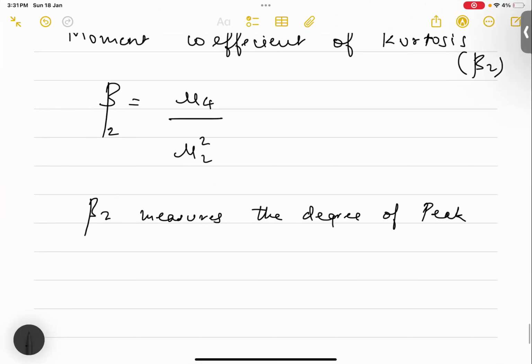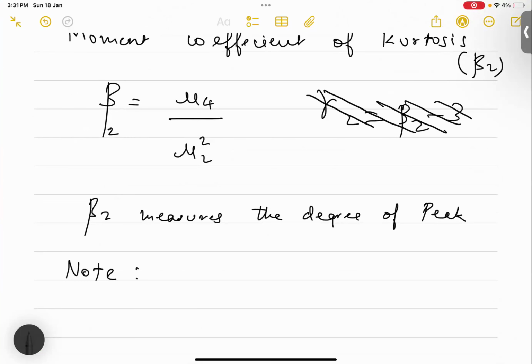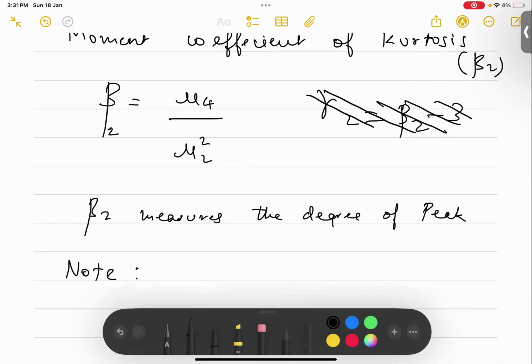Note, there is something called gamma 2, which is equal to beta 2 minus 3. No need to write this, just for your knowledge I am giving you. It's not there in your textbook.